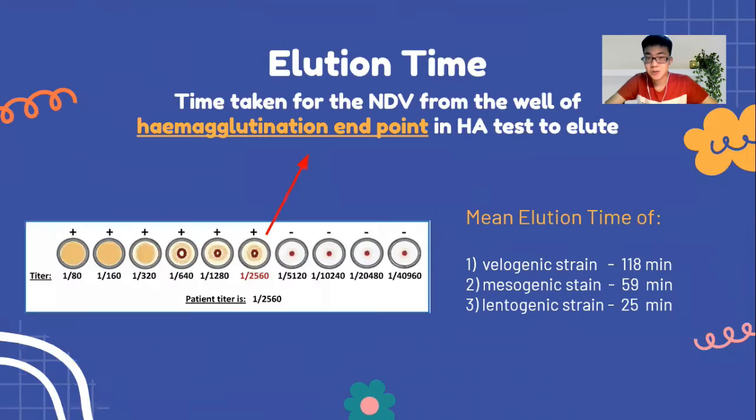Let's look. The elution time here means the time taken for the NDV from the well of hemagglutination endpoint in HA test to elute. The mean elution time of velogenic strand is 118 minutes, mesogenic strand 59 minutes, lentogenic strand 25 minutes.